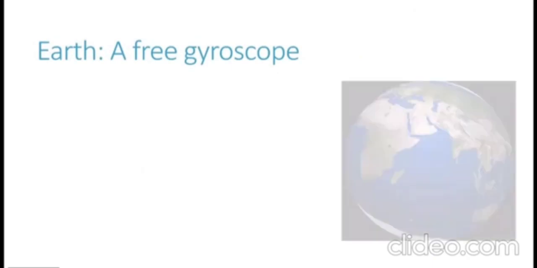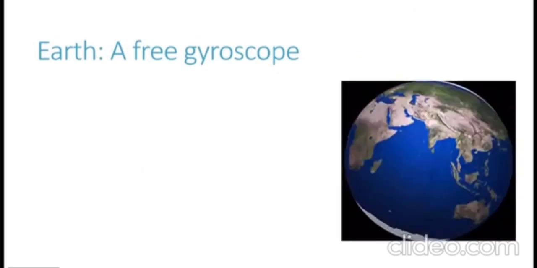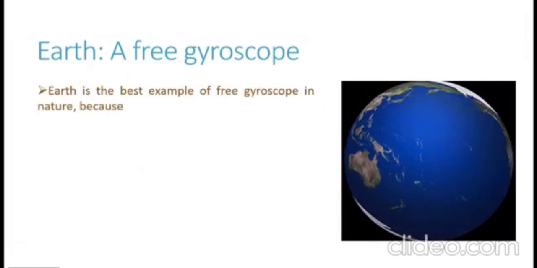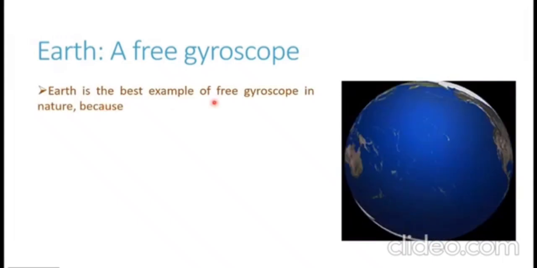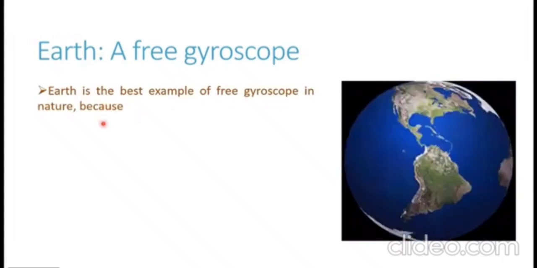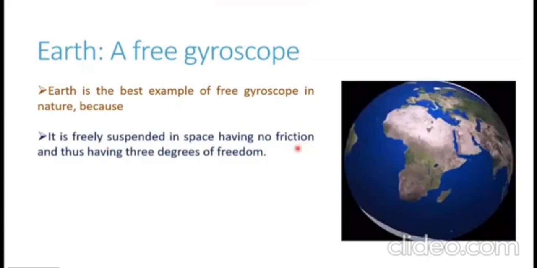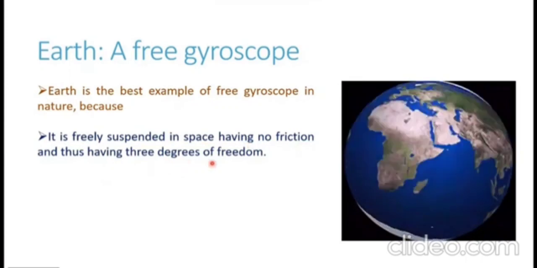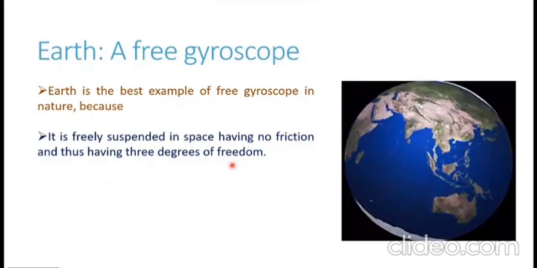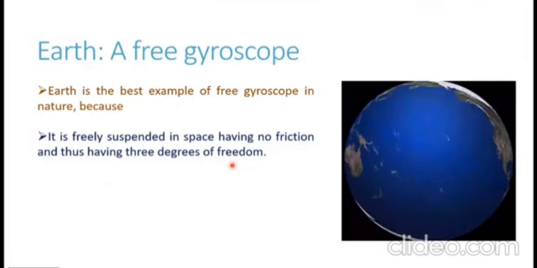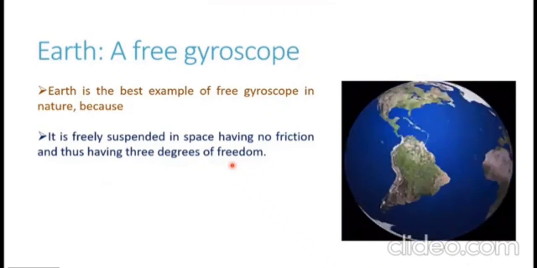Now, having understood a free gyroscope, we can now appreciate the fact that the best example of a free gyroscope in nature is the Earth itself. Earth is the best example of a free gyroscope in nature because it is freely suspended in space, having no friction, thus having all the 3 degrees of freedom. There is nothing which is restricting the Earth to change the direction of its axis. So it has all the 3 degrees of freedom and can move as it likes.